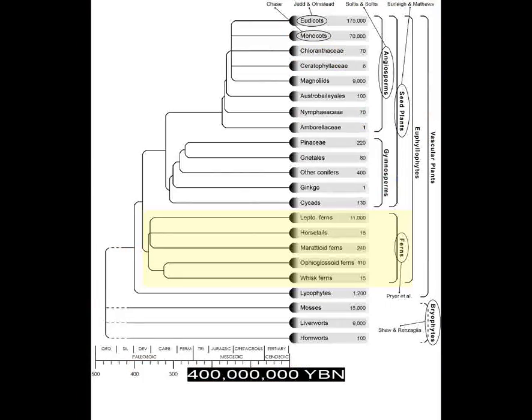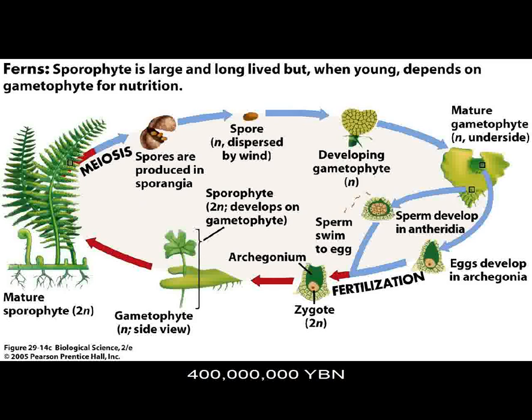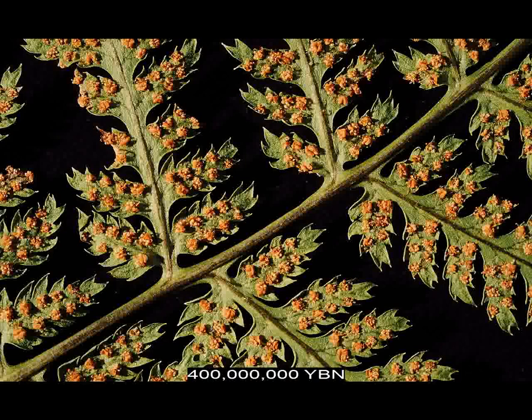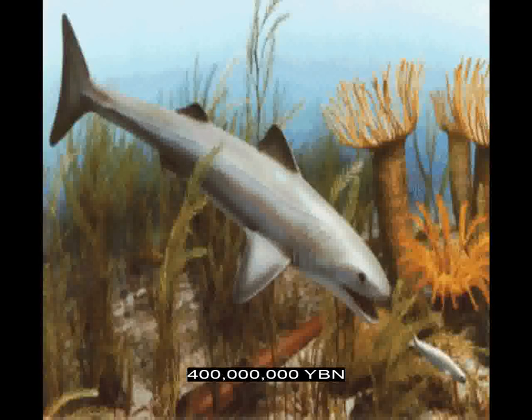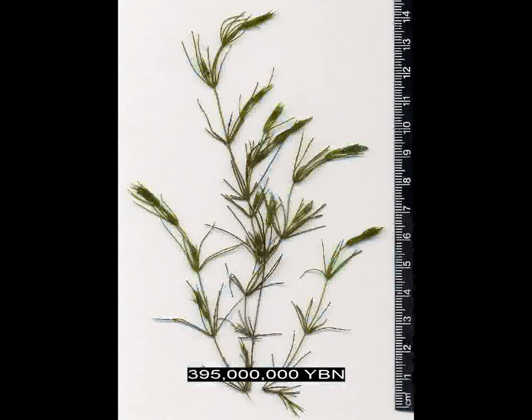The vascular plants ferns evolve, the ancestor of club mosses, ferns, and horsetails. Ferns are flowerless, seedless, vascular plants that have roots, stems, and fronds, the leaf-like part of a fern, and reproduce by spores. The cartilaginous fish's subclass Elasmobranchii evolves, the ancestor of sharks, dogfishes, skates, and rays. The green algae charophytes evolve, stoneworts.